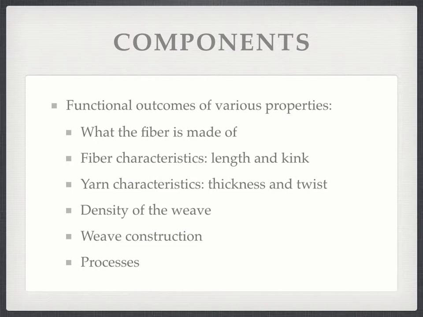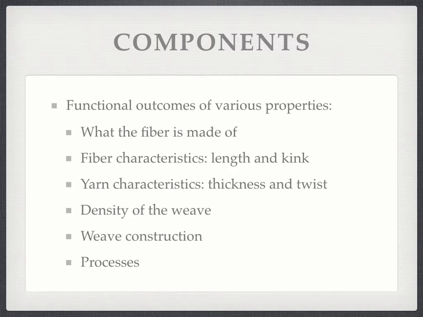Like I said, it all starts with the fiber, and the fiber is the basic component of an overall textile. But there are other functional outcomes as well that will affect the final textile product. We went over what the fibers are, what they're made out of, and the various fiber characteristics, which you will have to study more in depth. But things like: are the fibers slippery? Are they stiff? Are they springy? All these different characteristics will affect the final outcome of a textile differently.